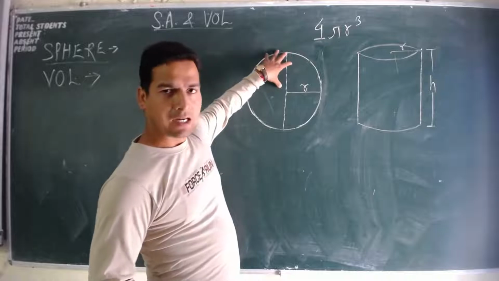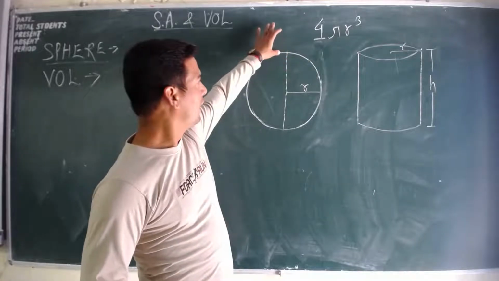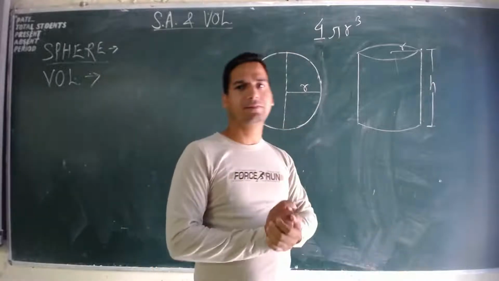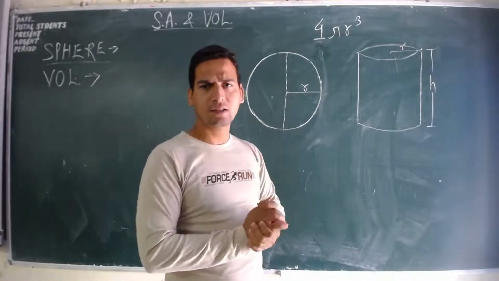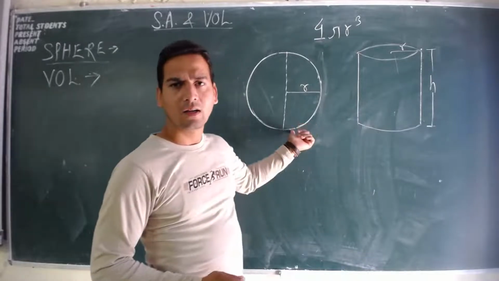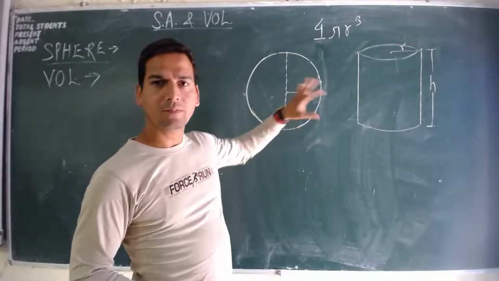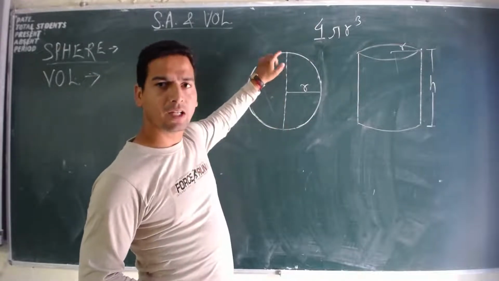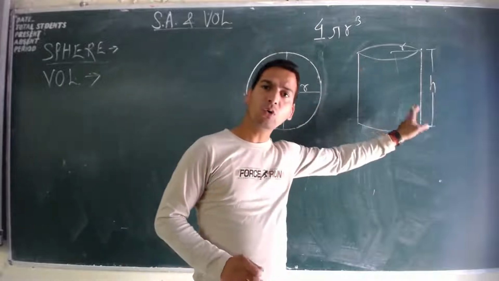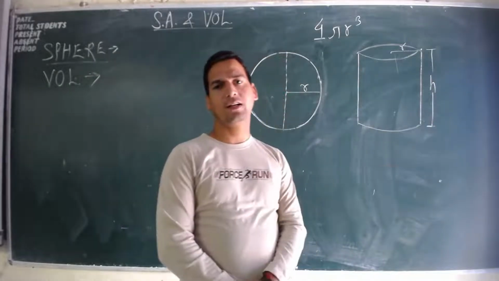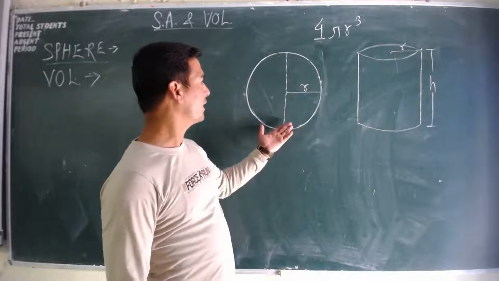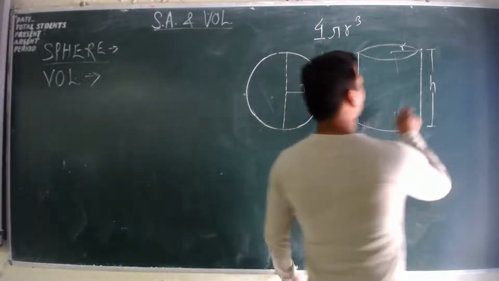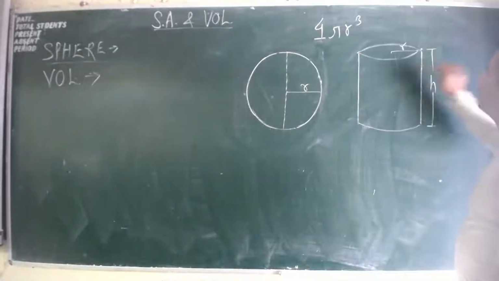Suppose the lab activity is like this. We have taken sand and fill the sphere. Now pour it into a cylinder. Similarly, when you fill 3 times the sphere, it will fill 2 cylindrical vessels. I repeat, the lab activity is there. Suppose we have 2 cylinders.